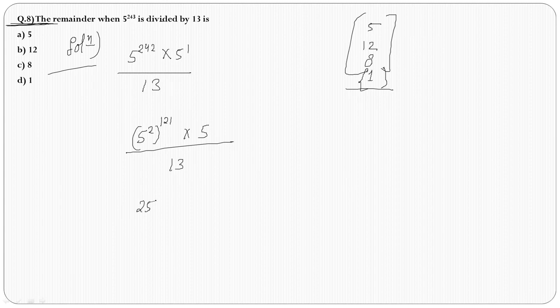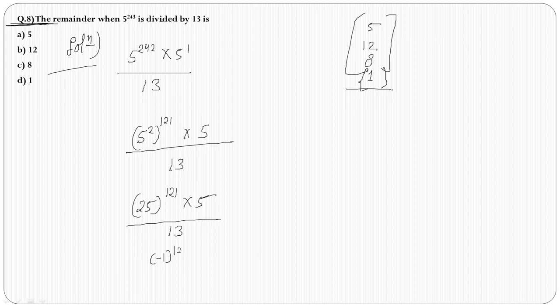What is 5 square, guys? 25. Rest to the power 121 into 5 by 30. Yes or no? Tell me. Is this point clear to all? Is there any doubt to anyone? 25 by 13. What is the remainder? 25 by 13, remainder is -1.